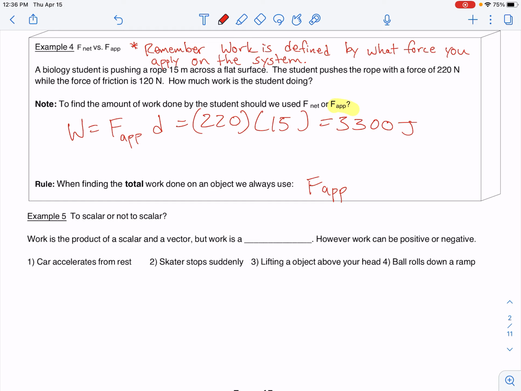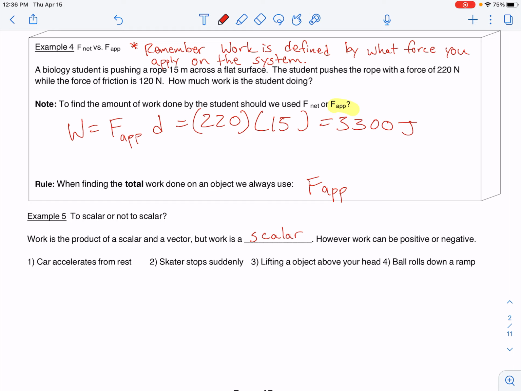Now notice that work is a product of a scalar and a vector, but work specifically is a scalar. We just define work as a scalar, so just its magnitude, just like energy. Now work, different than others, can be positive or negative.